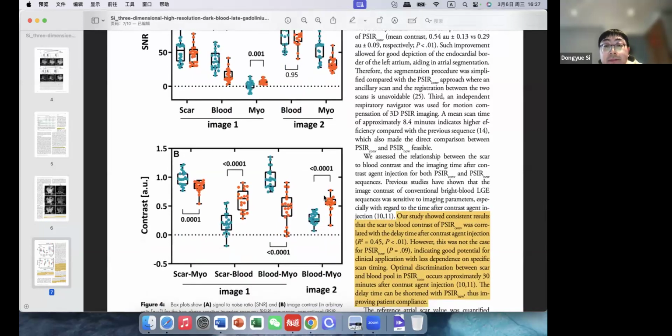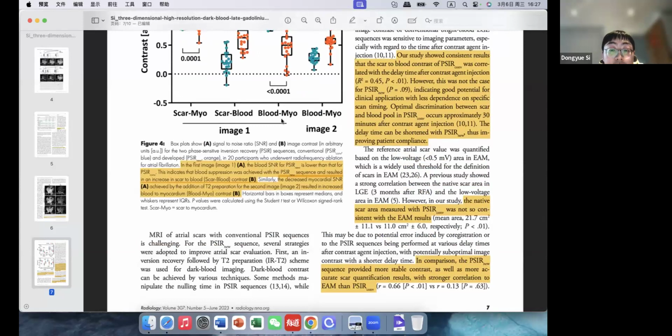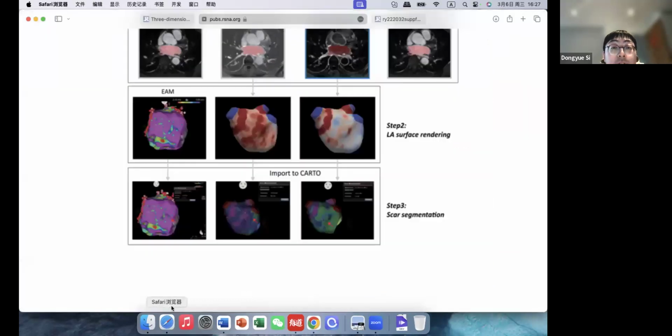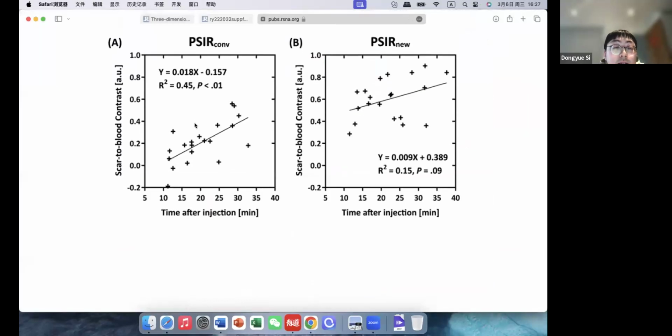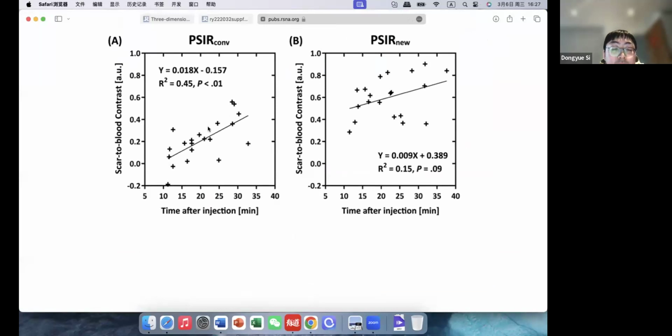We also performed a comparison of the relationship between image contrast and the imaging time after contrast injection. The conventional PSIR sequence showed a higher correlation. However, the newly proposed sequence was less correlated to the imaging time after contrast injection.